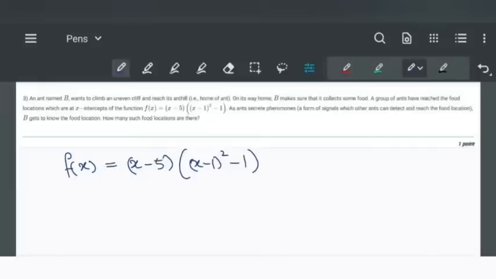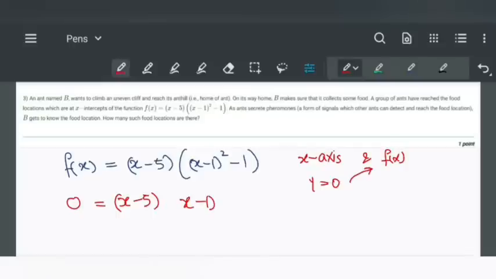Okay, so this is very simple. We have to just find the number of x-intercepts of this function. What are x-intercepts? X-intercepts are the points of intersection of x-axis and the function f of x. So what we have to do? We have to put y equal to 0 in f of x. So putting f of x equal to 0, we would get (x minus 5) times ((x minus 1) whole square minus 1) is equal to 0.